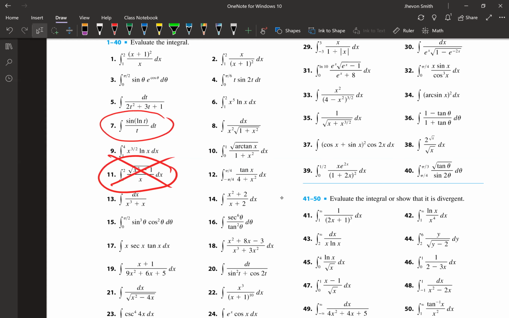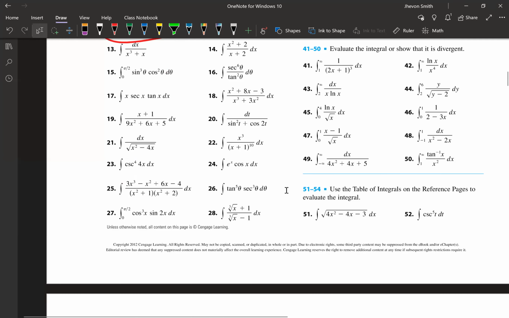U substitution. LN. Substitution, what would you substitute? U equals LNT. Good. All right, you guys got that. This one, go.